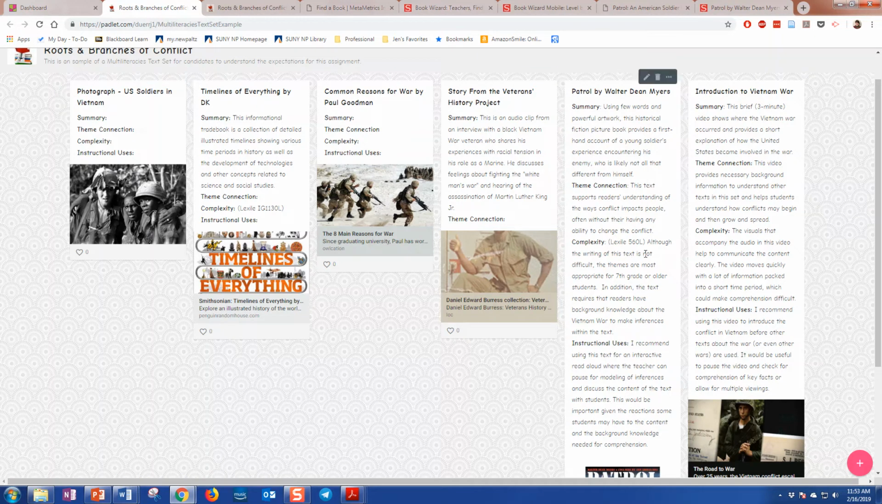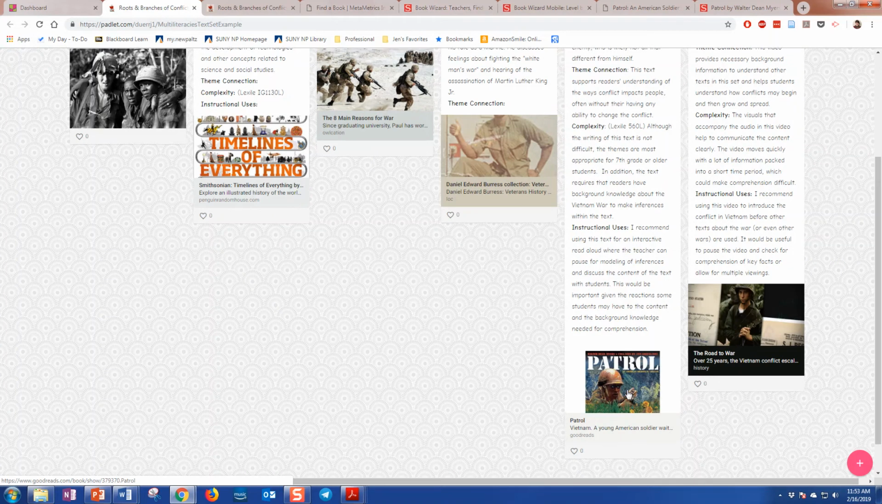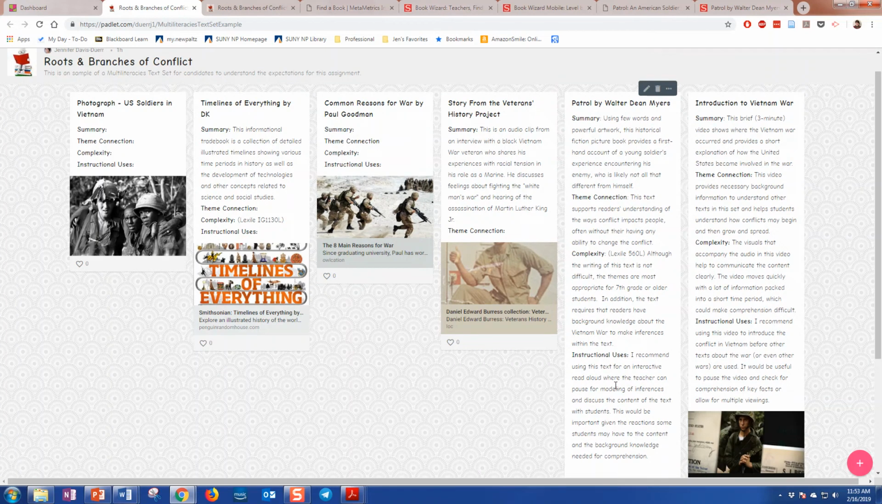Just to start with the end in mind, here is my little write-up about the complexity of this text, Patrol, by Walter Dean Myers. And I will show you this text in class as well. This is just a little intro. I have the Lexile level listed here, and this little paragraph, it's like two sentences, is about what I'm expecting you to do using the knowledge that you gain from the resources that you've read this week.